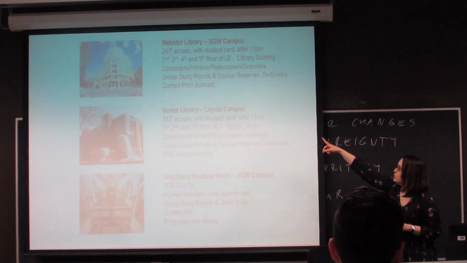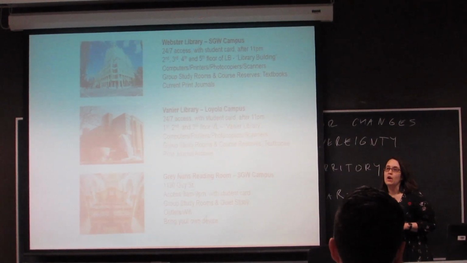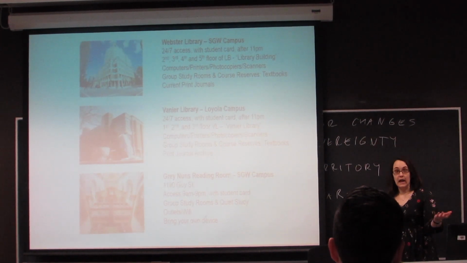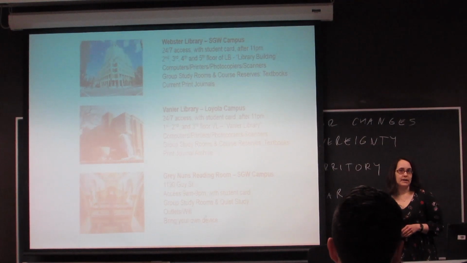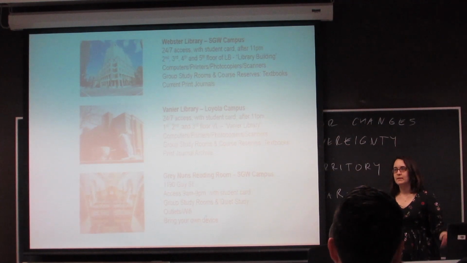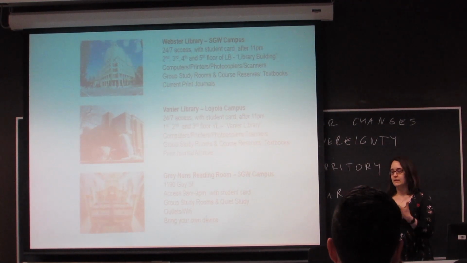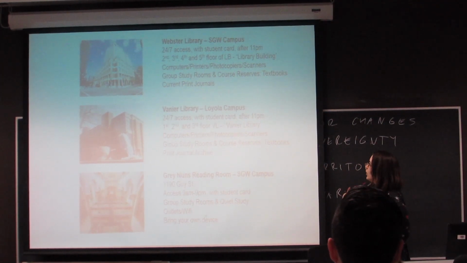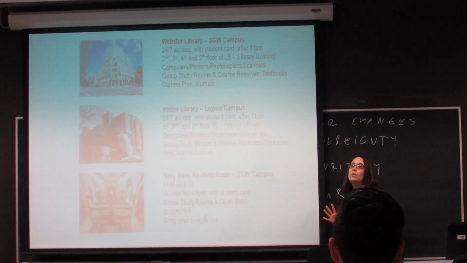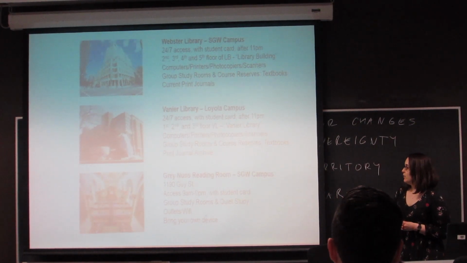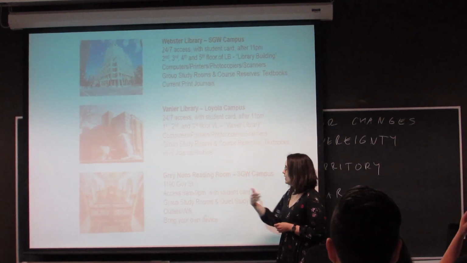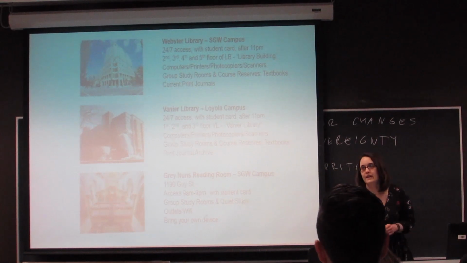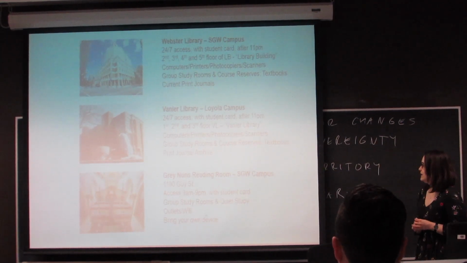We also have the current print journals, and I say this because we always intend to have most of our journal articles available online as e-journals, but sometimes that's not possible. Either it's far too expensive, or the company maybe only creates a print journal because it's a very small publisher. So the current 5 years of print journals is always at Webster on the 2nd floor. And then the print journal archive, anything older than 5 years, is all at the Vanier Library on the Loyola campus. Okay, so that's just so you're aware of where things sit.